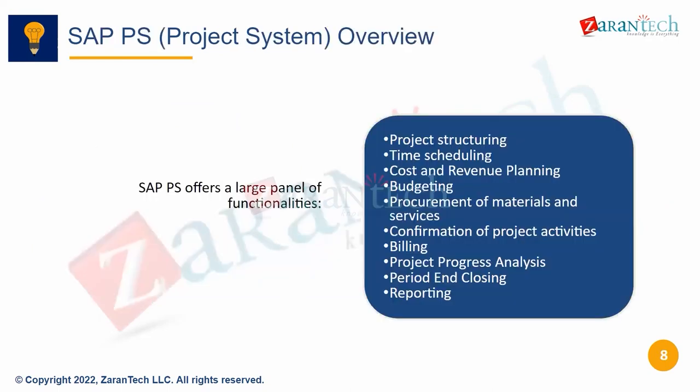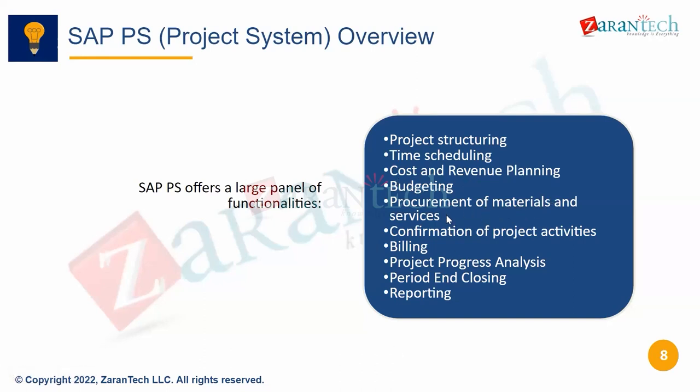So that one question which we had about internal order versus project systems. SAP project system offers us quite a few functionalities on top of what we get in internal order. First is this project structuring. Time scheduling, the scheduling feature which we talked about, is also very important in project management. Cost and revenue planning: at a very high level, we can do cost and revenue planning and budgeting in internal order, but PS will offer you more, especially in cost and revenue planning, it will offer us more methods of doing the cost planning.